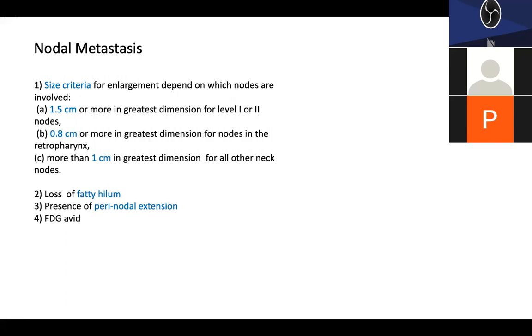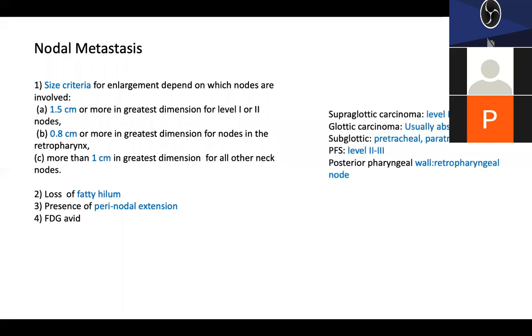So nodal metastasis, I believe there was already a class, and we had also discussed it in our last session. So size criteria should be followed, or it can have a central necrosis, loss of fatty hilum, perinodal extension, and FDG avidity. So these are the features of nodal metastasis. The size criteria is given here: 1.5 in greatest dimension for level 1 and 2, 0.8 in greatest dimension for retropharyngeal nodes, and 1 for any other places.